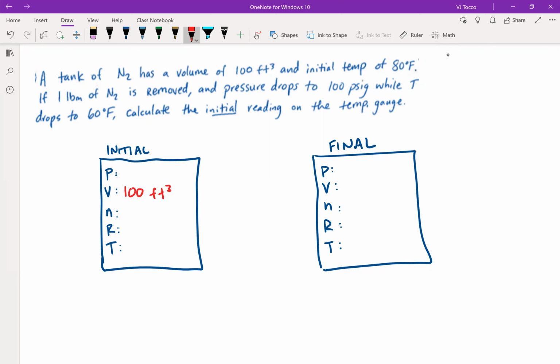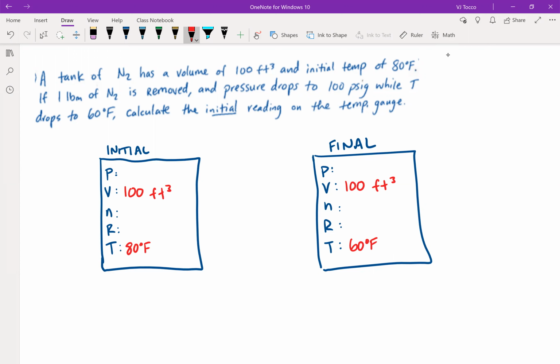Now, if it's flexible or made out of some material that can move or the boundaries can move, yes, the volume can change. Or if you have a stand-up paddle board, say, where the volume inside can change, that would be possible. But for most canisters of gas, volume is going to be rigid. The initial temperature is 80 Fahrenheit. The final temperature is 60 Fahrenheit.